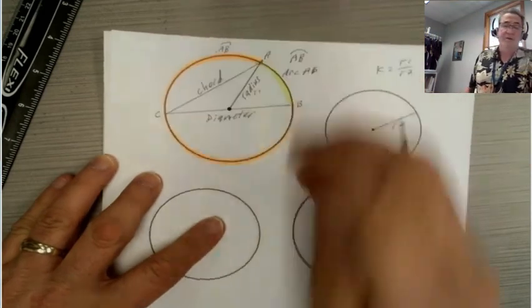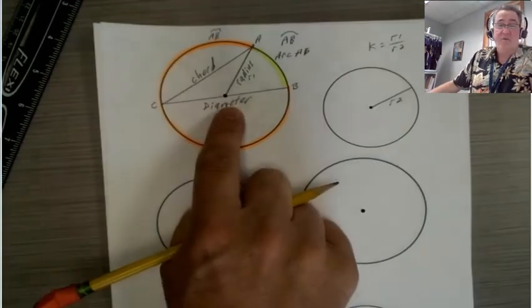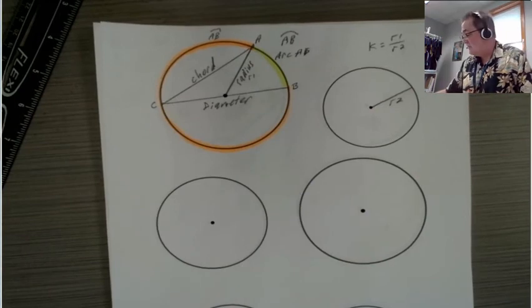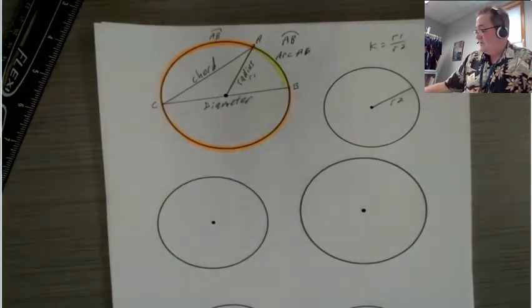It's a chord. It's a line that goes from one point on a circle to another, but not through the center. The diameter is technically a chord, but we call it the diameter because it's a special chord, right? It goes specifically through the center of the circle where all other chords do not, right? So that is a chord.